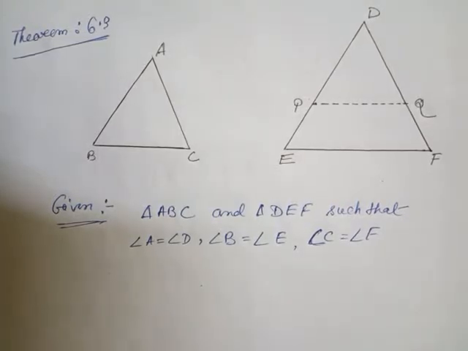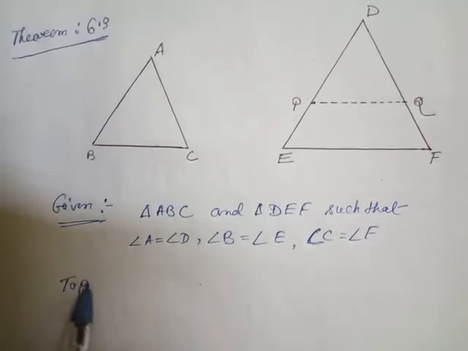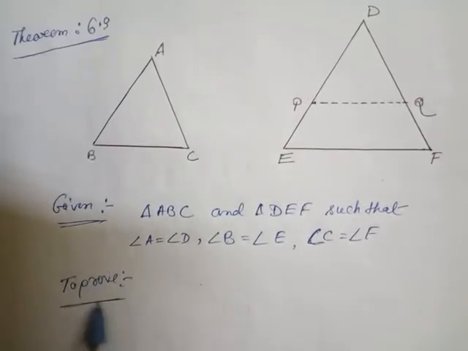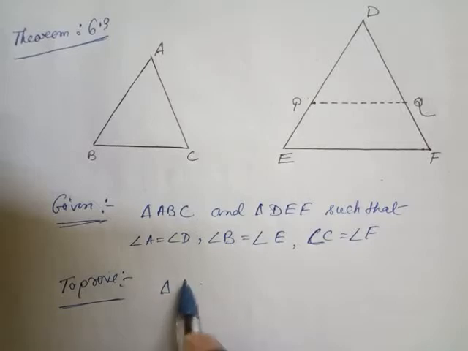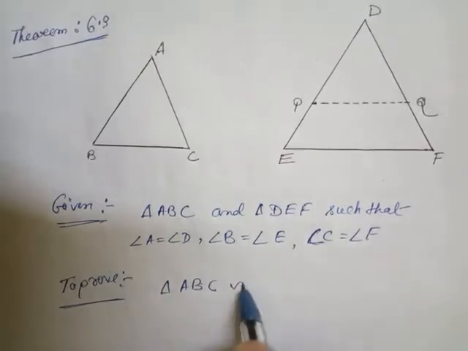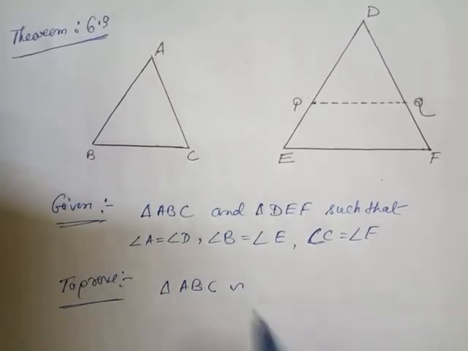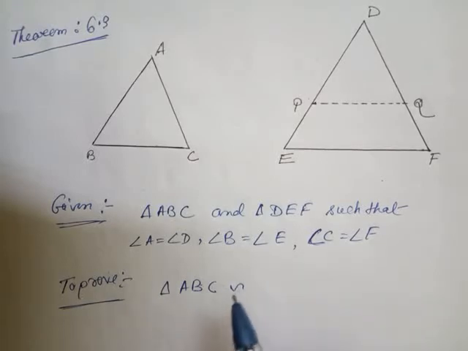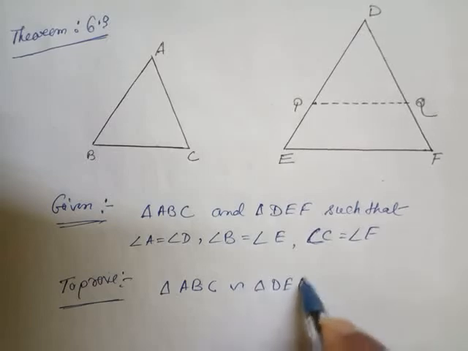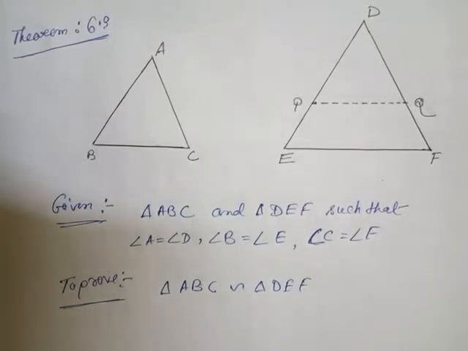Now look, what is to prove here? To prove: triangle ABC similar to triangle DEF. It is not congruent. This symbol is similar. Triangle ABC similar to triangle DEF. This is the to-prove part.